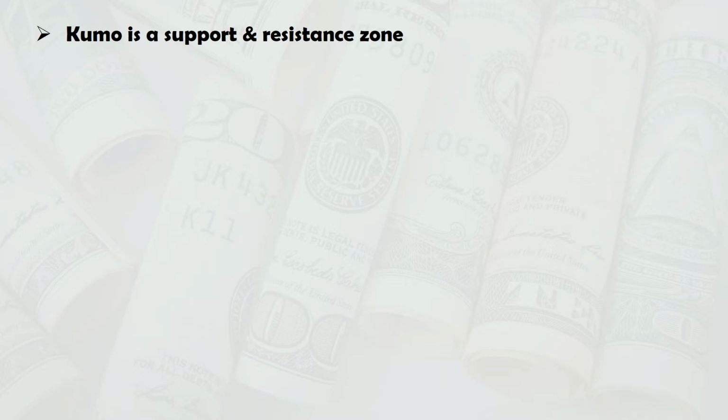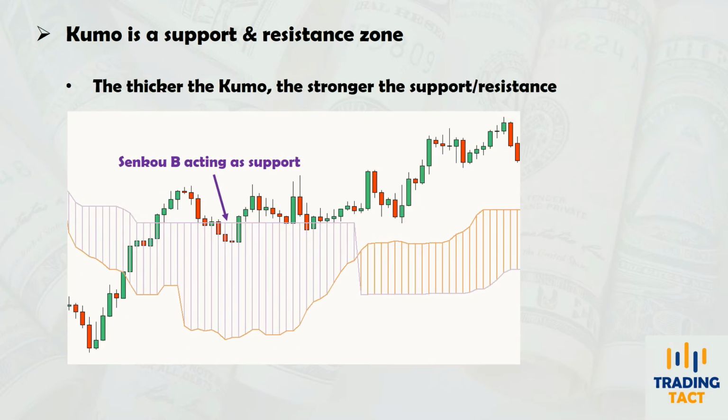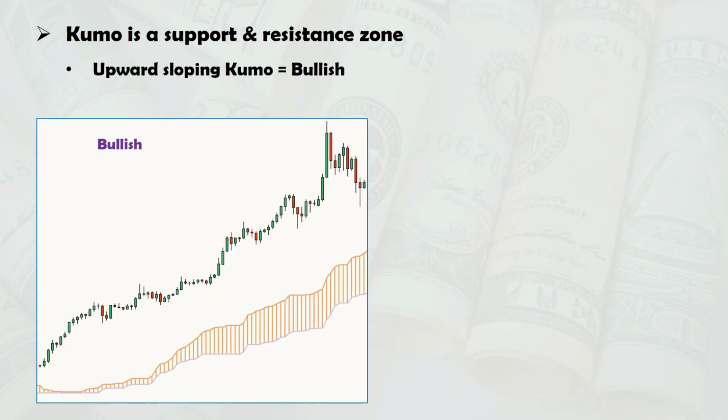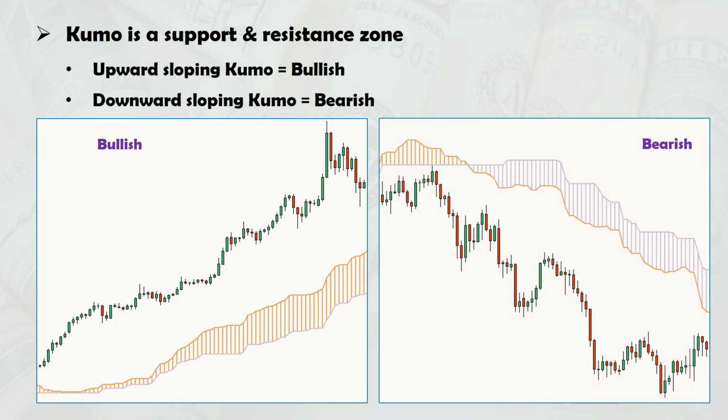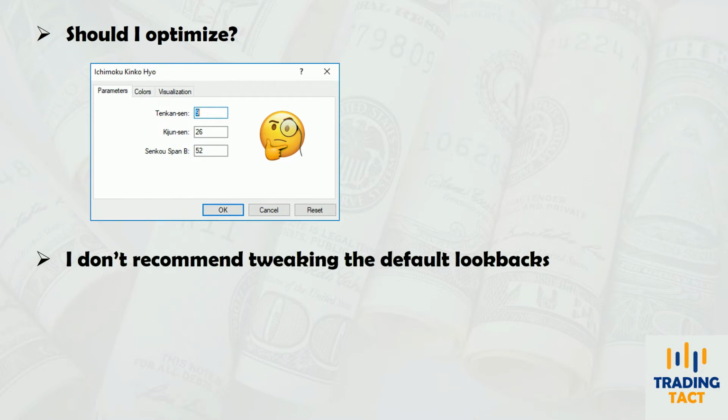Here are some key points. The market is bullish when prices are above the Kumo and bearish when prices are below the Kumo. A thick Kumo is a result of a volatile market and provides stronger support and resistance. An upward sloping Kumo indicates a bullish market, while a downward sloping Kumo indicates a bearish market. I have found the default look-back periods of 9, 26, and 52 to provide a good short and mid-term outlook for the market. I personally wouldn't bother tweaking them.